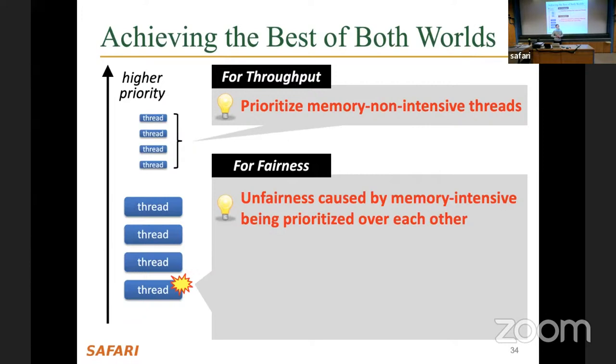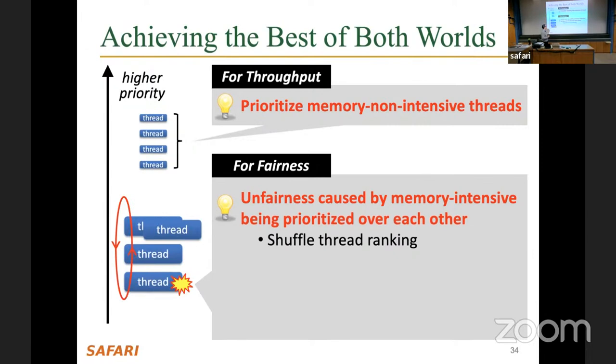And unfairness is really caused by memory-intensive threads being prioritized over each other. Like some wolves get prioritized over some elephants, right? And once in a while, some smaller elephants get prioritized over bigger elephants. You don't want to do that, basically. You want to actually give them some turns. And the idea here is to shuffle the thread ranking once in a while so that each thread gets to be the top thread once in a while.